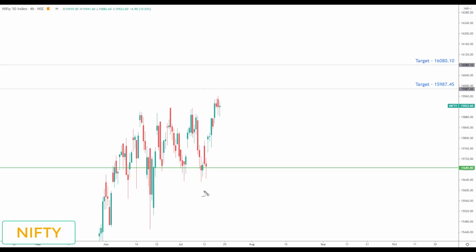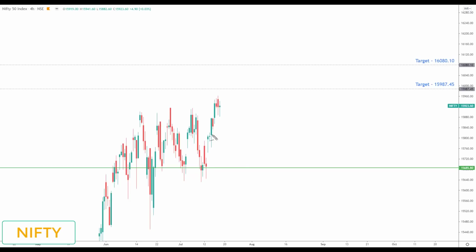Next is the Nifty. Since I added the Nifty into the forecast, we've been taking out target after target to the upside. It's been a really nice market, and we came very close to the target set last week at 15987.45. I was bullish on the Nifty. So for anybody not involved from last week, I expect this target to be taken out.